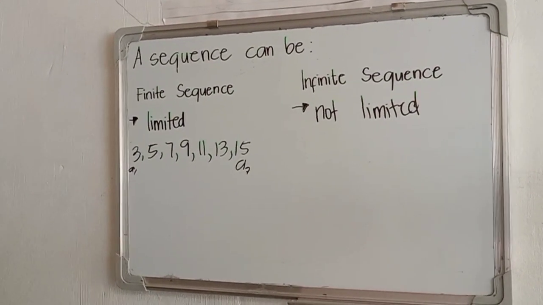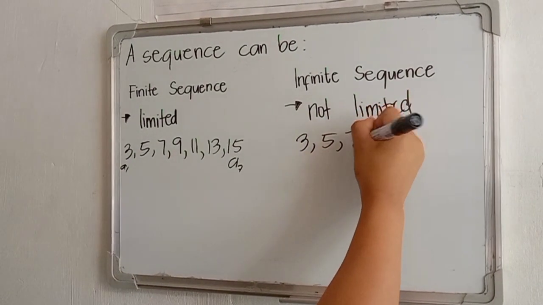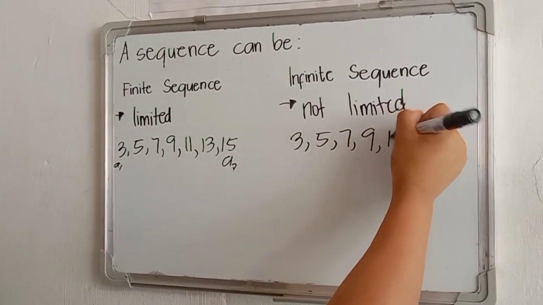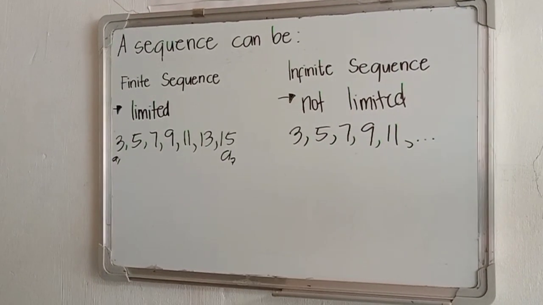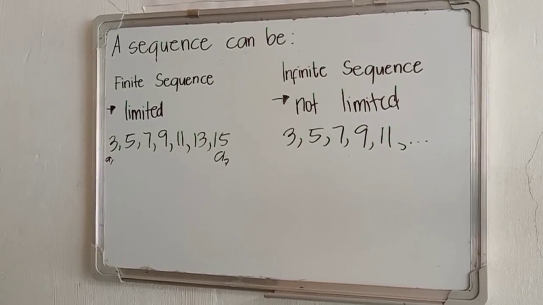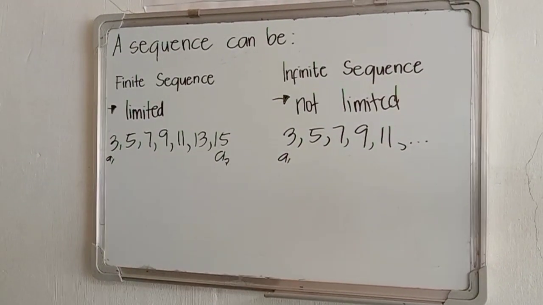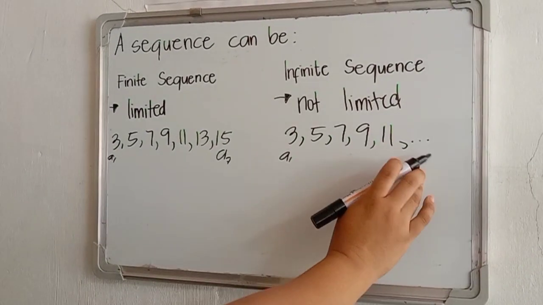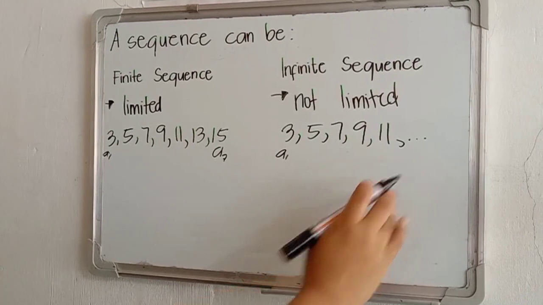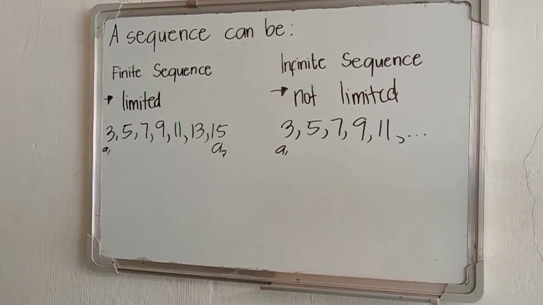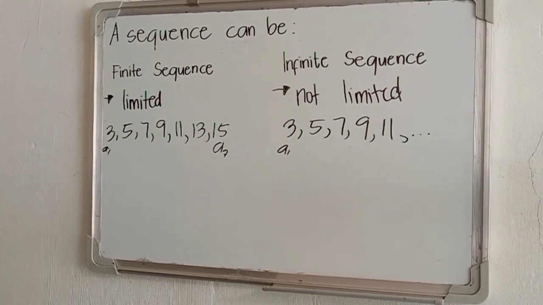Let's have this example: 3, 5, 7, 9, 11, followed by the 3 dots. The first term of the sequence is 3. The 3 dots, which we call an ellipsis, at the end indicate that the sequence goes on forever. It does not have a last term. If our given sequence has no last term, it is considered to be an infinite sequence.